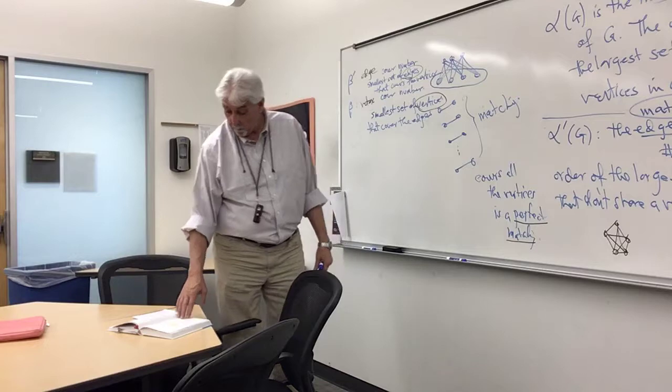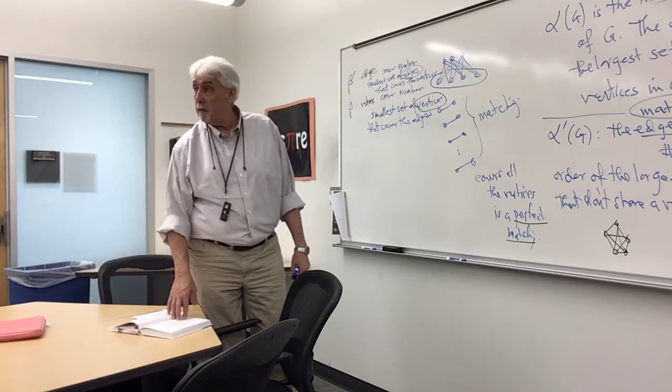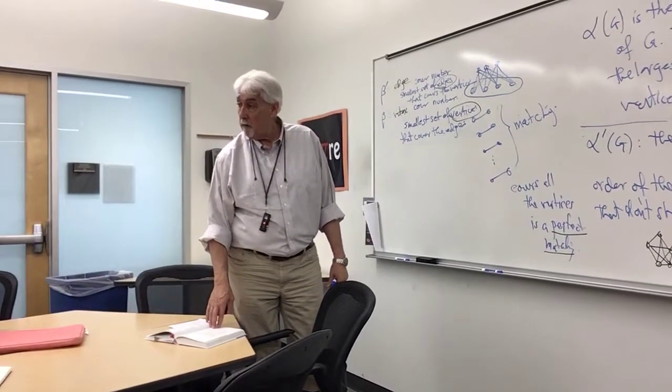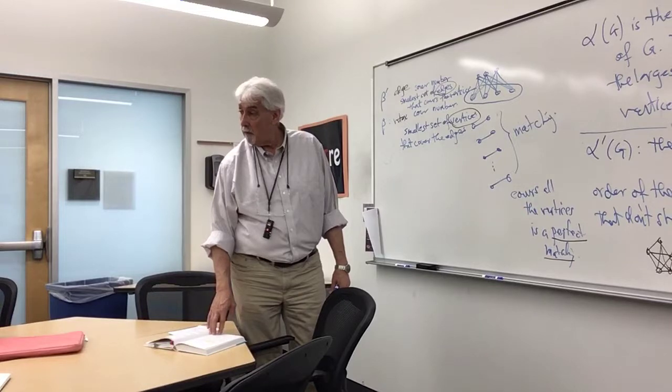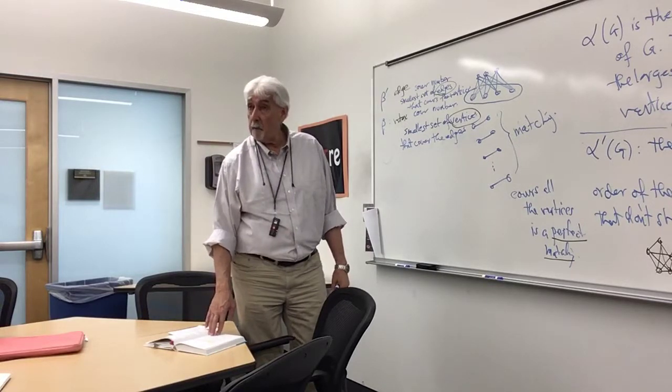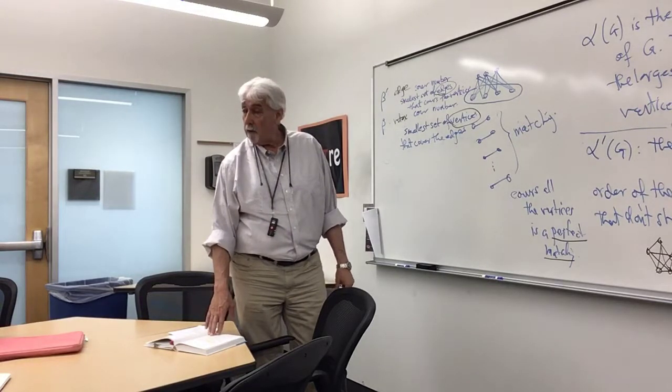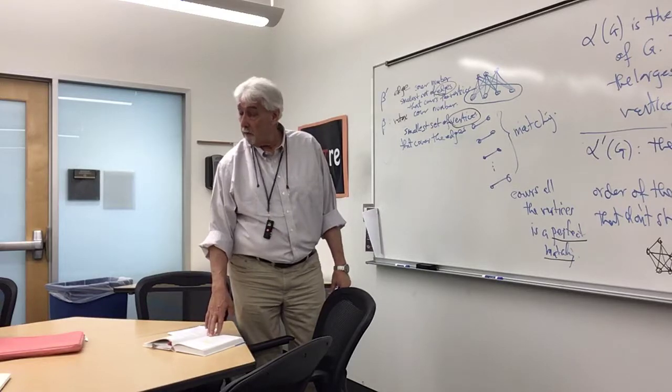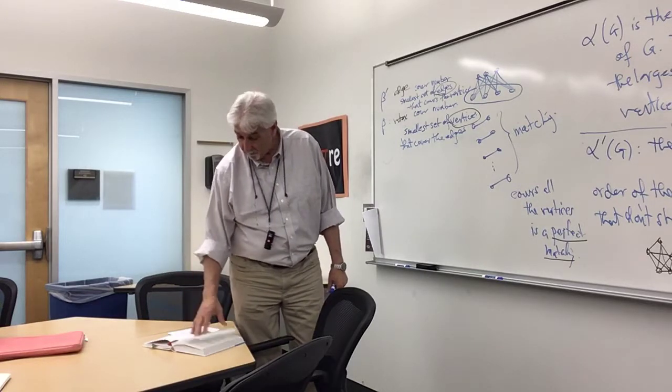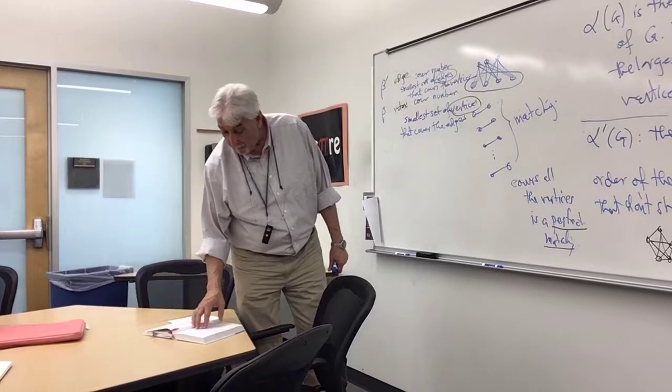So alpha should always be 1. So 5, which one's 5? Independent vertices, there's 5 independent vertices, but only 3 independent edges. Okay? Okay, what about 298?